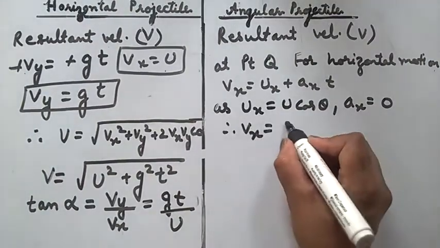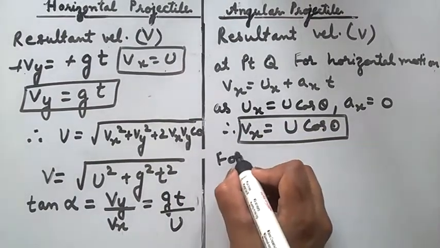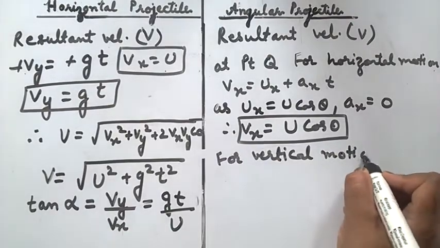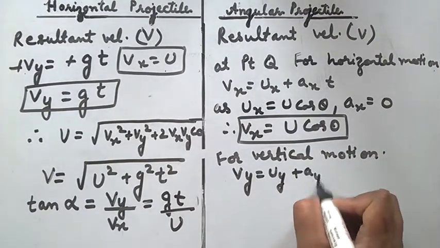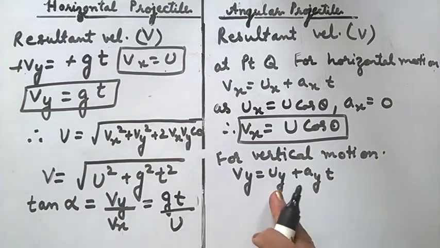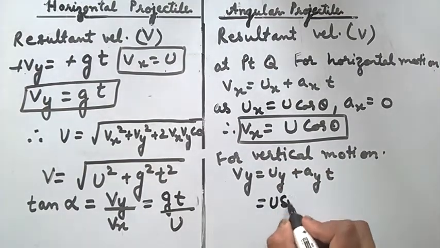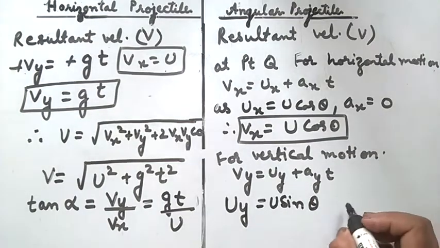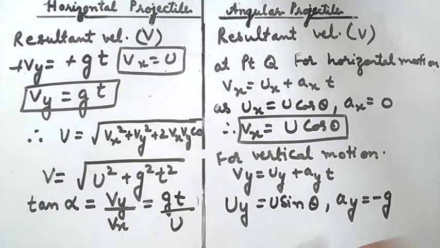For vertical motion, equation is Vy is equivalent to uy plus ayt. Here, uy is the velocity along y direction, which is equal to u sine theta, and ay, acceleration along y direction, is minus g. Therefore, Vy is equal to u sine theta minus gt.